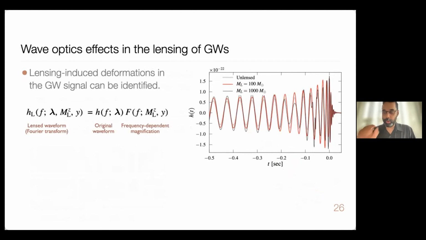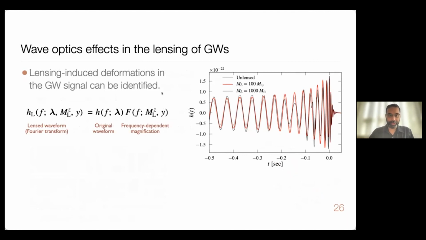In the case of a point mass lens, this can be calculated exactly and very easily. This shows, for example, how this microlensing would deform the gravitational signal. So here, for example, this gray trace shows the unlensed gravitational signal, while the red and black traces show the deformations introduced by a gravitational lens of 100 solar masses and 1,000 solar masses, etc.